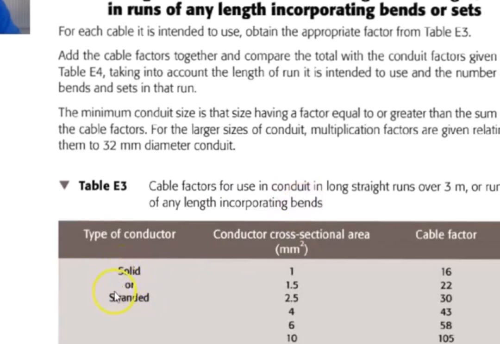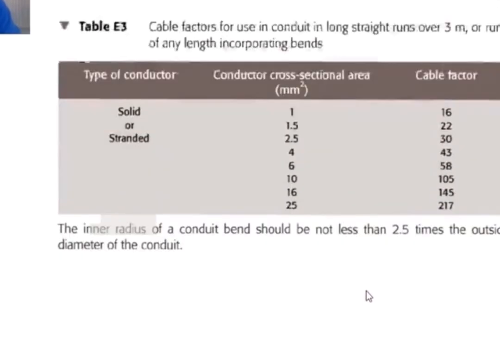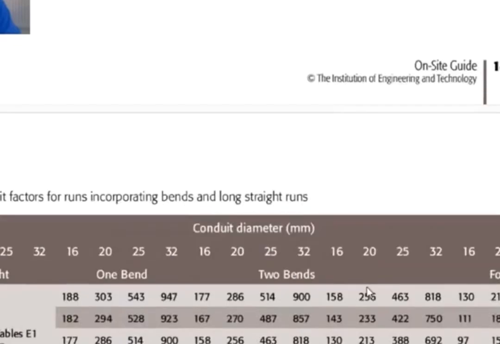So I've got solid or stranded, I've got the conductor cross-sectional area running down there, and I've got the cable factors for each one of my cables. So all I do is find out how many of each one I've got, multiply it up, add them together and come up with a total cable factor for that installation. And then I move on to table E4.